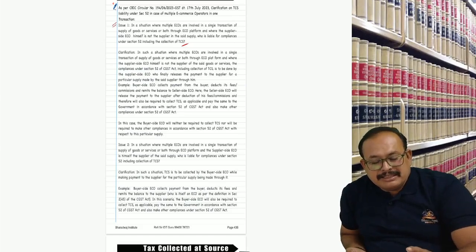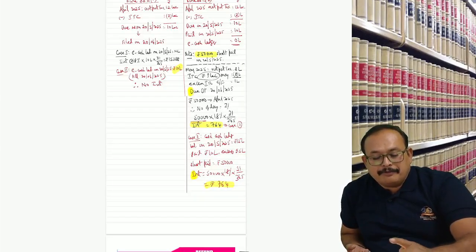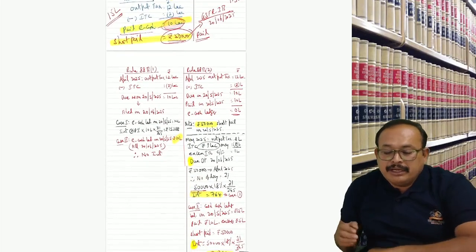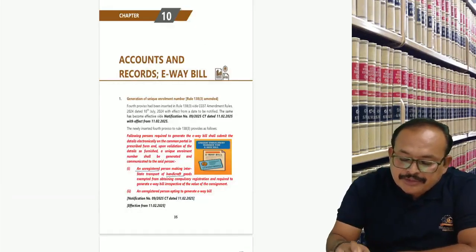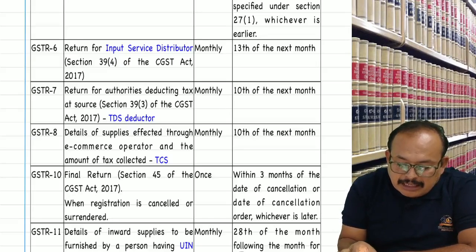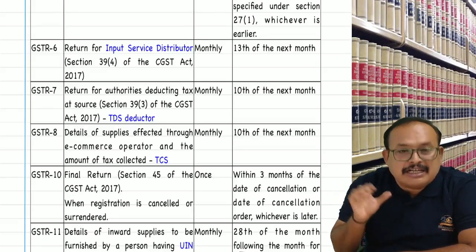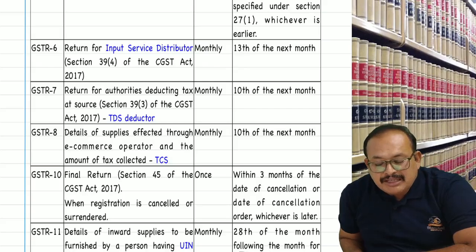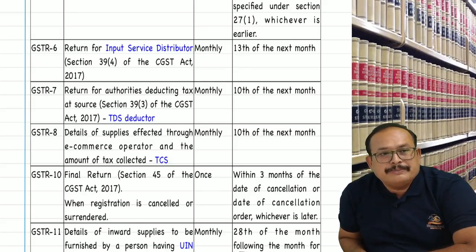Okay, sir. Which return is supposed to be filed? What form, sir? Very good point. GSTR 6. Due date is the 13th of the following month, for the ISD. GSTR 6.